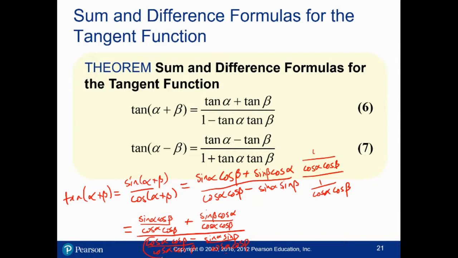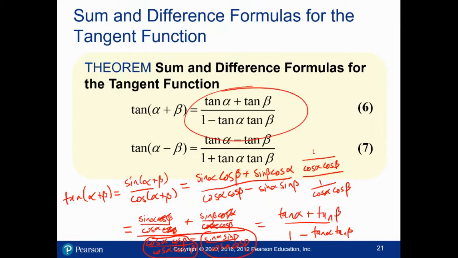So notice that this term here is cos alpha cos beta over cos alpha cos beta. So that's just 1. This term here is sine alpha over cos alpha, sine beta over cos beta. So that's exactly tan alpha tan beta. And up in the numerator, I can cancel a cos beta here, and I can cancel a cos alpha here, leaving behind exactly tan alpha plus tan beta. So this formula is not pulled out of nowhere. It's actually an identity you can derive from the sum formulas for sine and cosine.